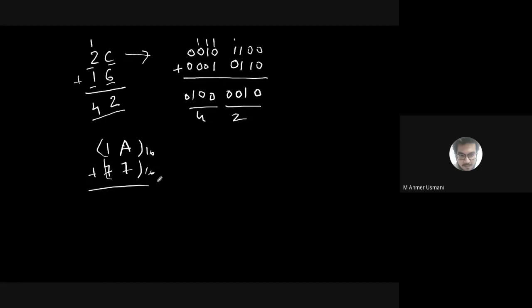Tell me by the normal method. What will be the answer for this? 20, 7 plus A is what? 10. Is it coming as 10?